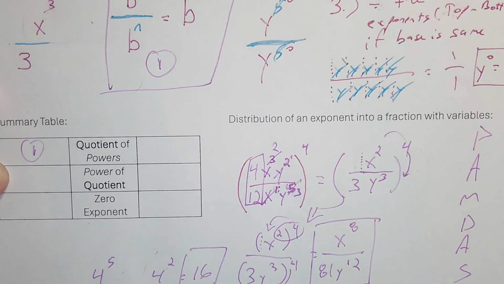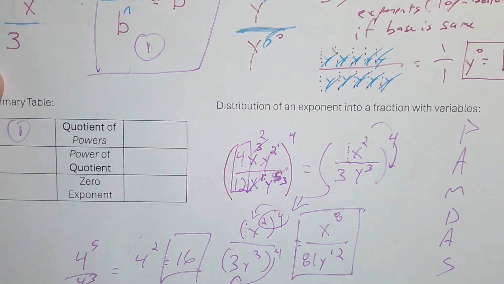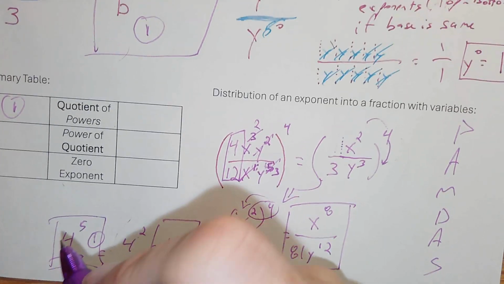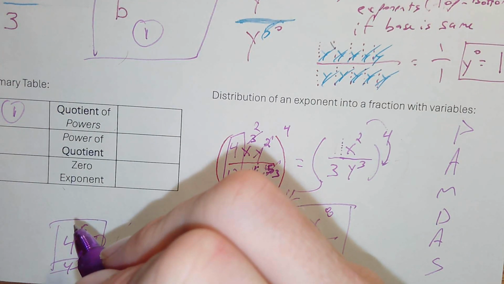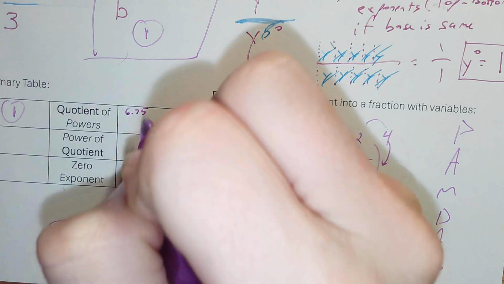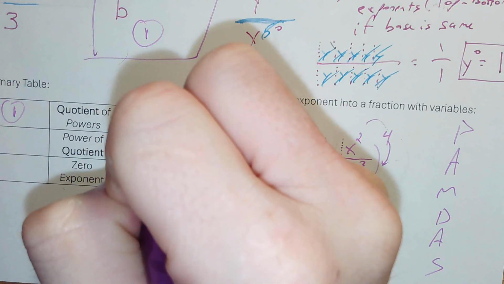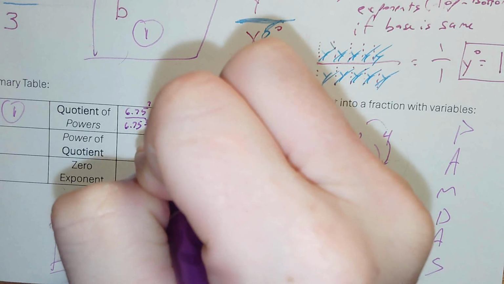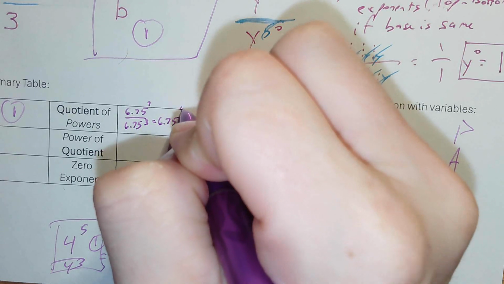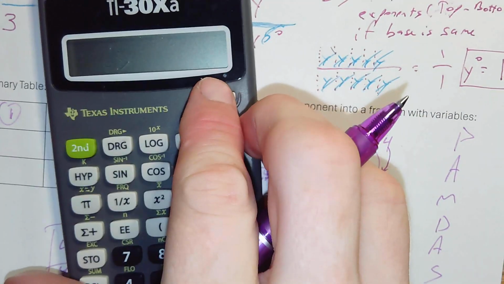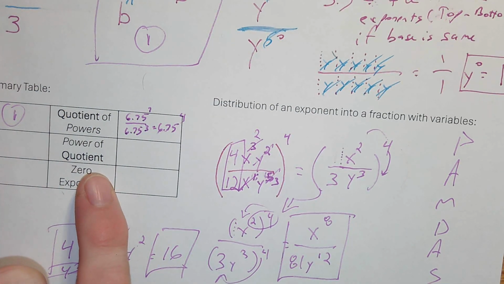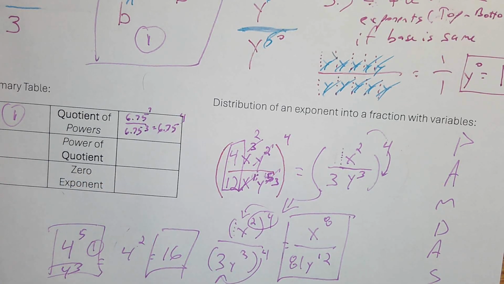This is an example of the quotient of powers law, but I'll do another one here. Say I have 6.75 to the 7th over 6.75 to the 3rd. This is going to be equal to 6.75 to the 7 minus 3, which is to the 4th. I'll type that into the calculator and I get some number, but that's not a big deal.